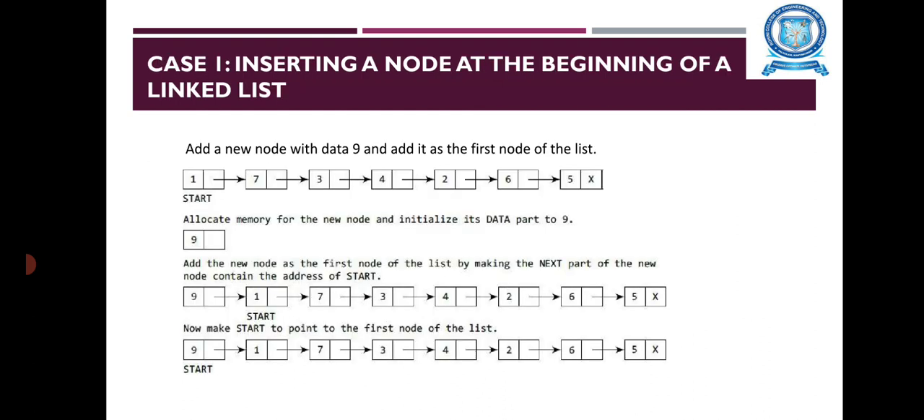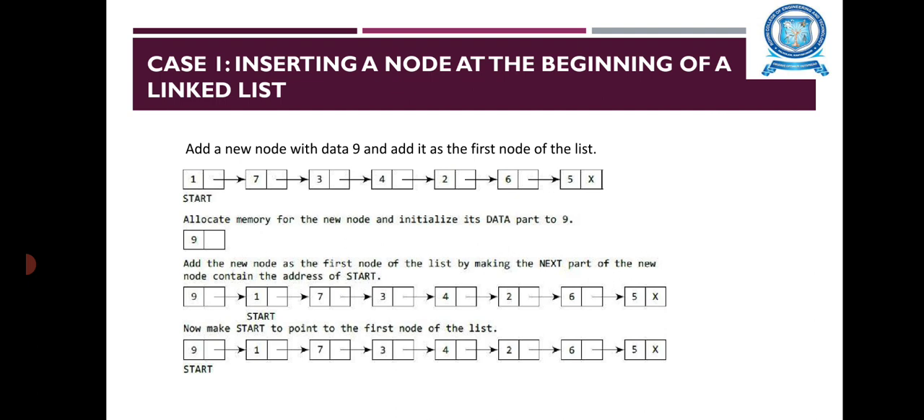This is case 1: inserting a node at the beginning of a linked list. Add a node with data 9 as the first node of the linked list. This is the procedure. Initially, we have the start location. Then allocate the memory for the new node and initialize its data part to 9.